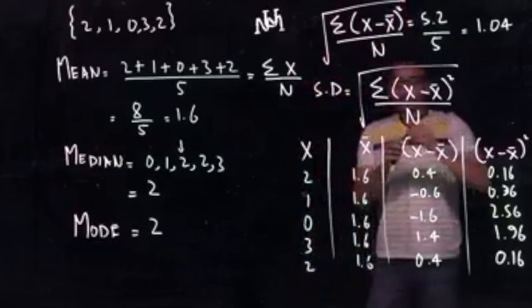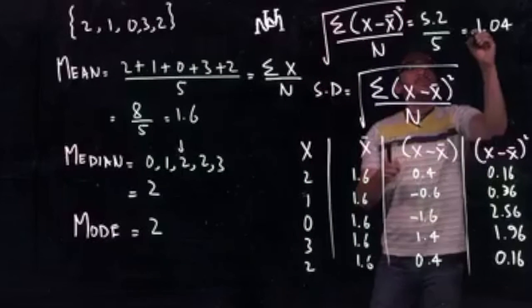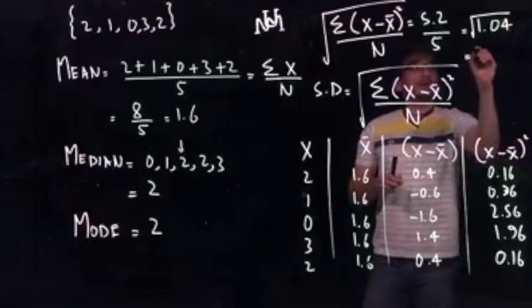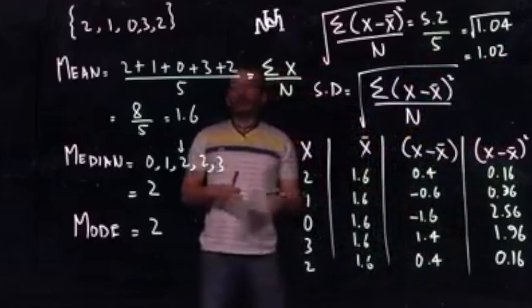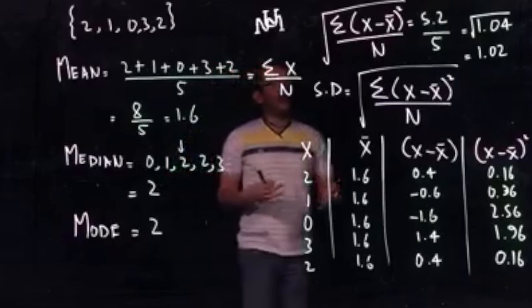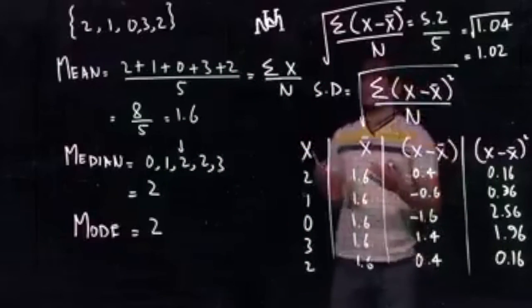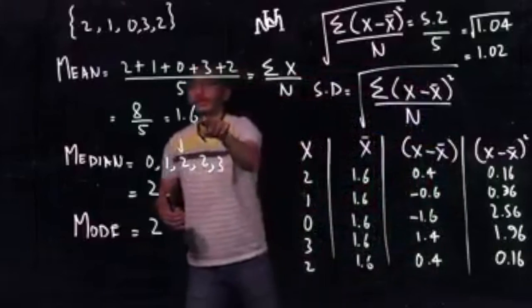which we can do, and this comes out to be 1.02, which is our standard deviation, which is our measure of spread, and can also be thought of as the average distance from the mean, which is 1.6.